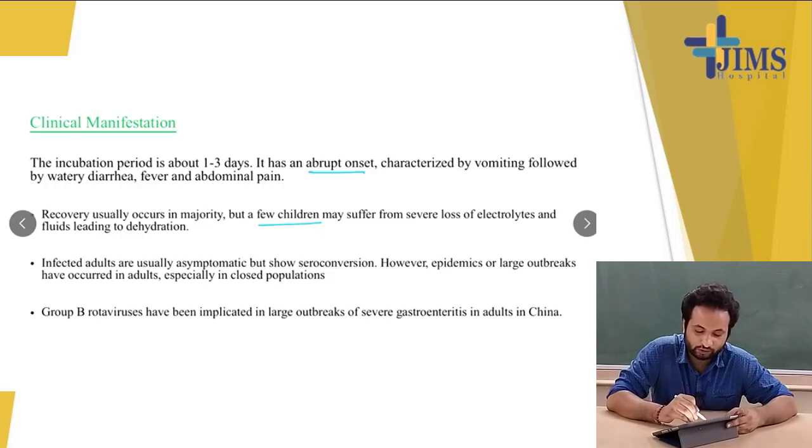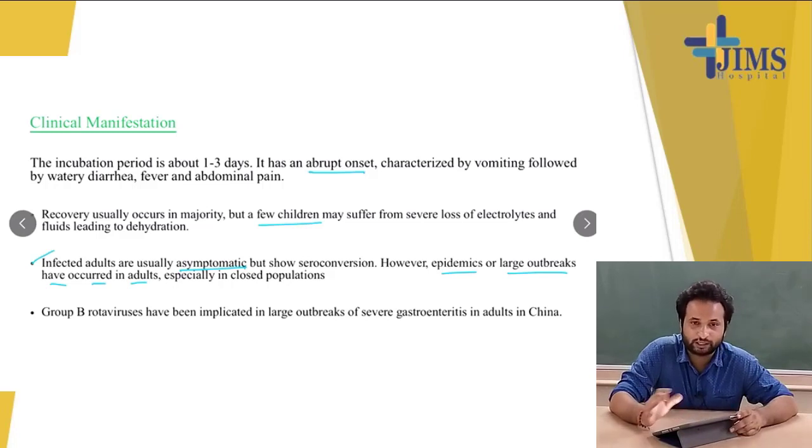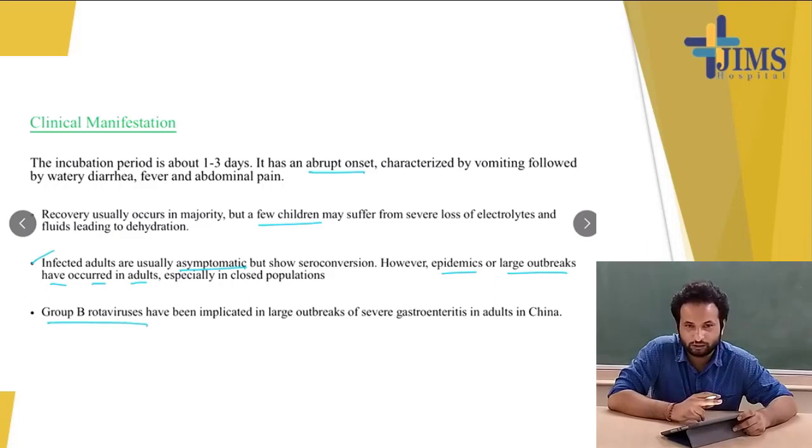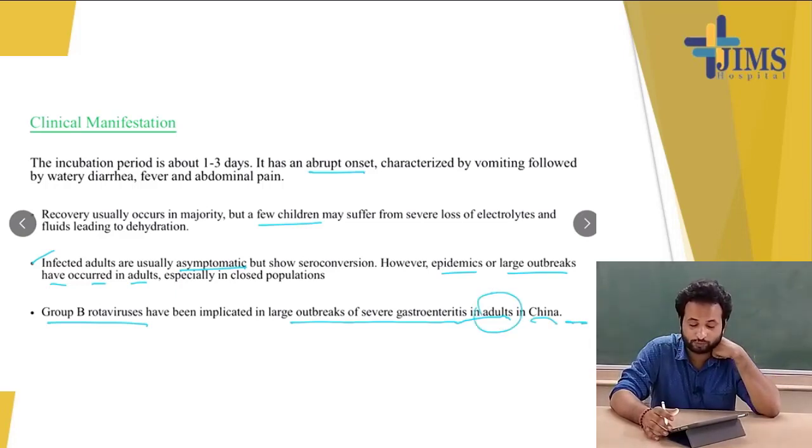So infected adults are usually asymptomatic, but they show seroconversions. However, epidemics and large outbreaks have occurred in adults, especially in closed populations. Okay, so the important thing is infected adults are usually asymptomatic, but can show seroconversions. Now group B rotavirus, as we talked about in the earlier overview chart, has caused a large outbreak of severe gastroenteritis in adults in China. Okay, so group B has caused it only in adults. Group A generally causes it in children and older males.